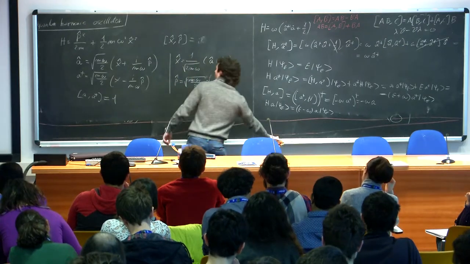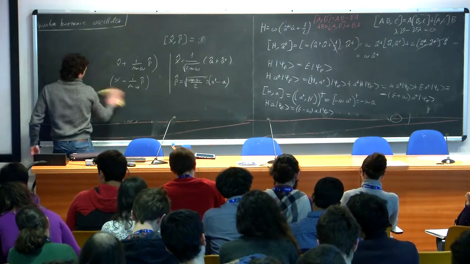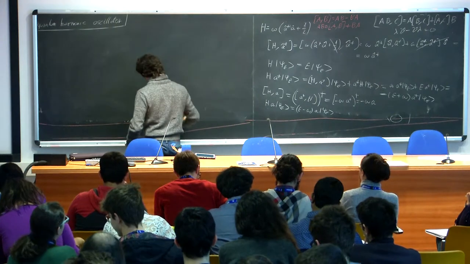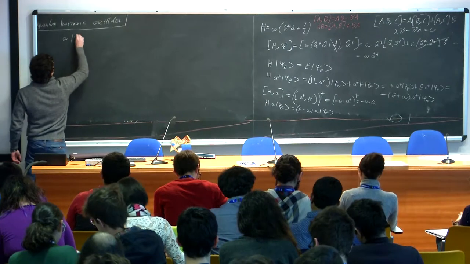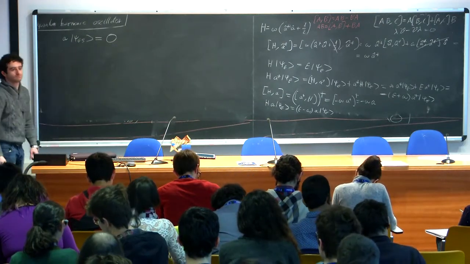So we found the property of the ground state. Actually, this property is enough. So we found that A applied to the ground state of the model should be equal to zero. Yes?